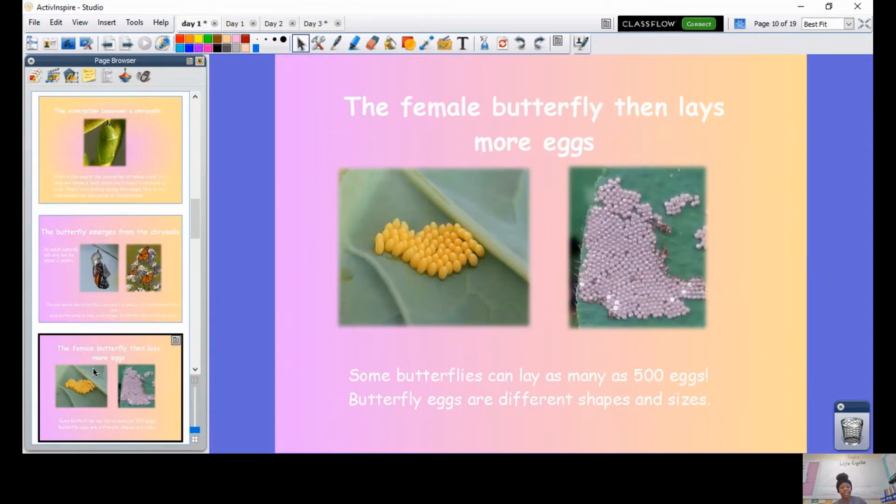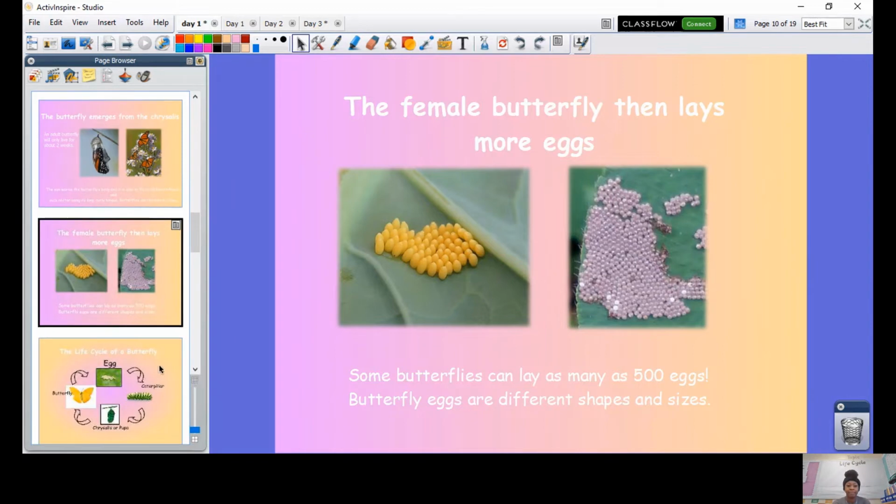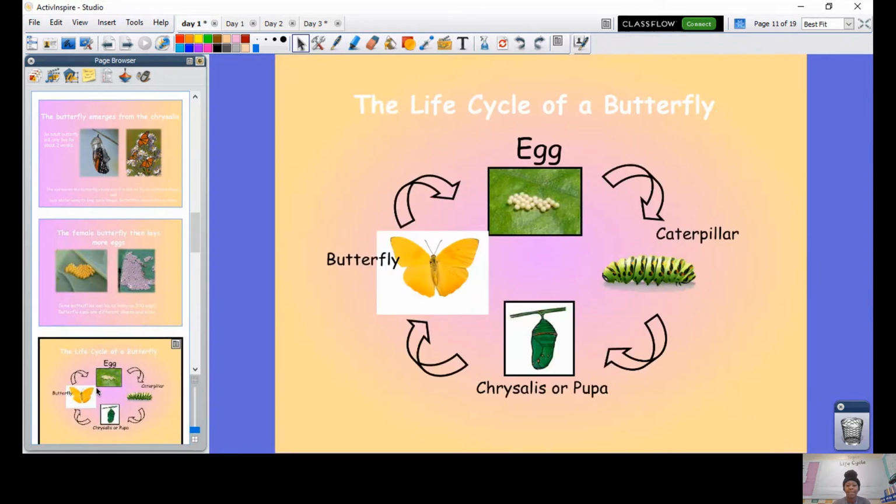So the female butterflies then lay more eggs, and then the life cycle starts all over again. And as you can see, the eggs come in all different shapes, colors, and sizes. So the more eggs they lay, the more butterflies we will have. So let's just go over our life cycle before we move on.